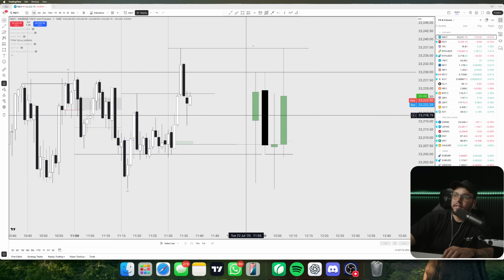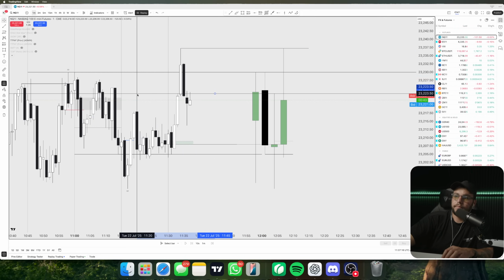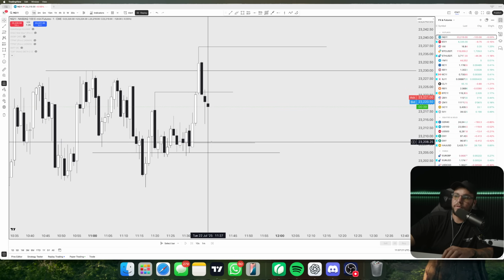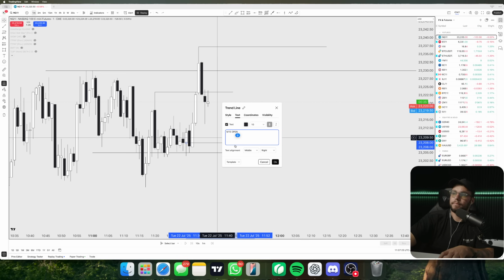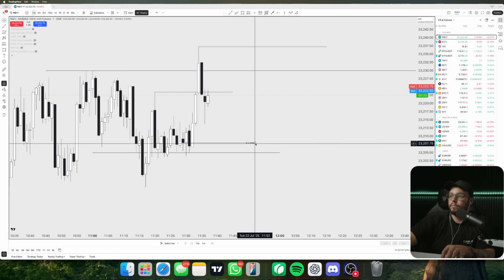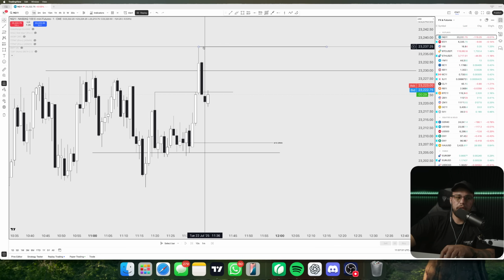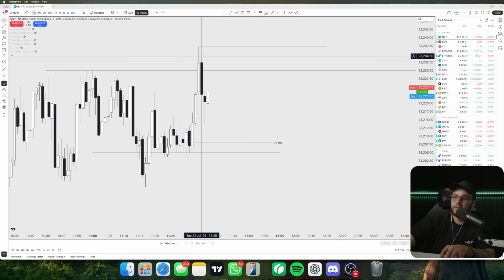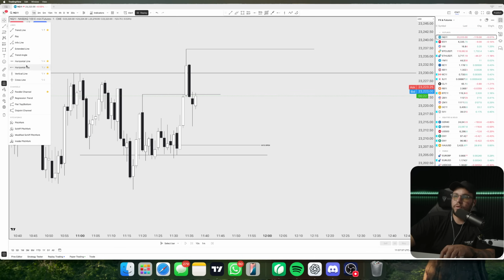So now we have a parameter for our trade. Let's turn this off. We have a parameter for our trade. This is the 15-minute open, right? We know that everything after this candle is set to expand. This candle is set to expand higher. So we have two parameters for our trade.